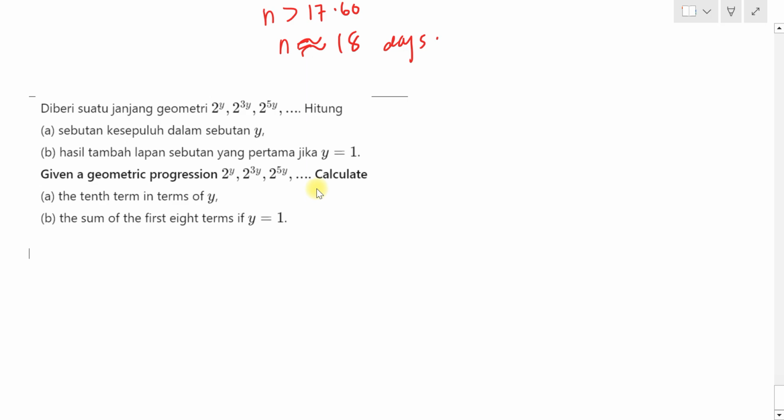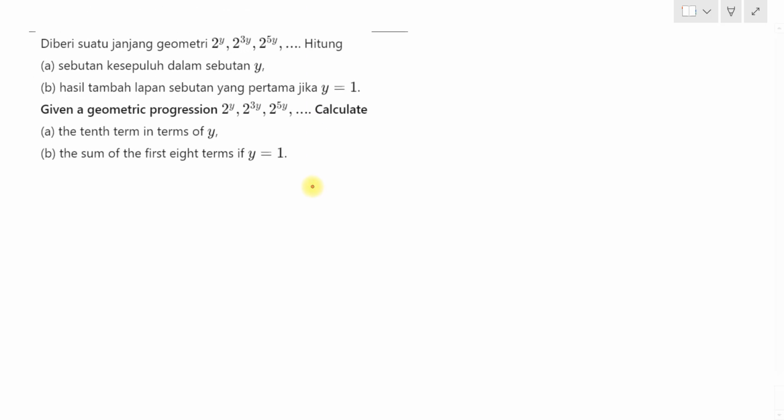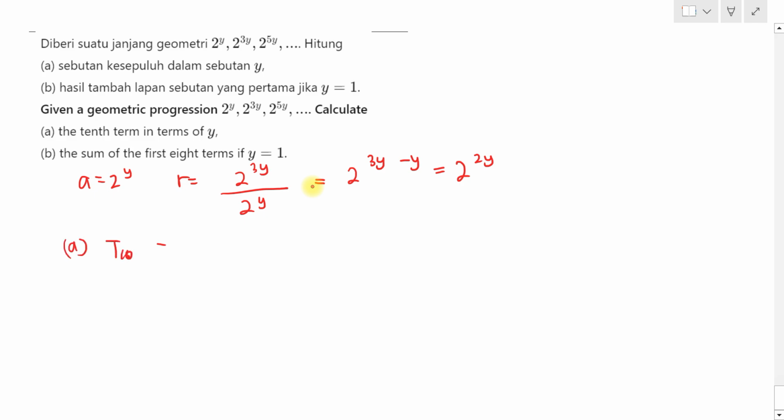Okay. Given a GP 2y, 2^3y, 2^5y, calculate the 10th term in terms of y. So we know that a is equal to 2y. What is the r? 2^3y over 2^y. Okay, this one, be careful a bit. It means your bases are the same, so you can minus the power. So 2^2y is your common ratio. Find the 10th term. The 10th term is T10. So ar to the power 9. A is 2^y.